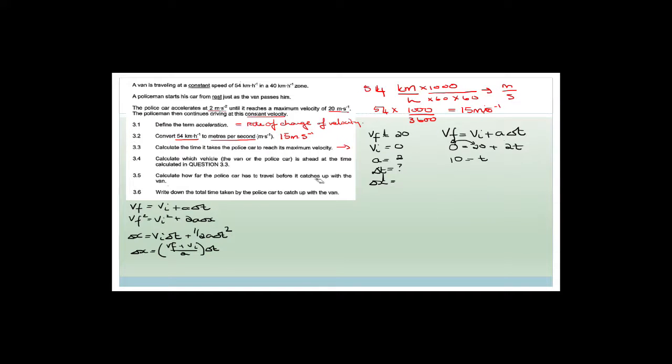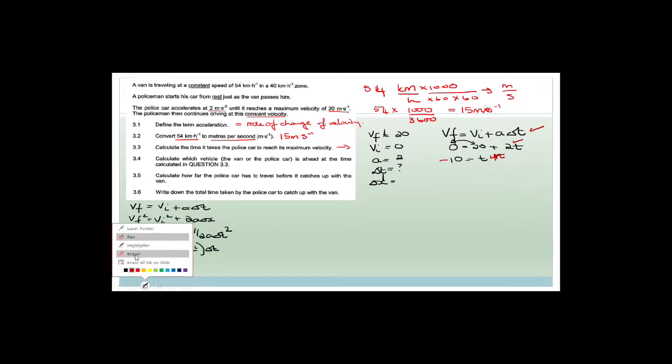If you leave it like this, there will be a mark allocated for writing down the correct equation and a mark for substitution. Yes, you messed up here with your substitution, but you would have got a mark for correctly substituting in there. And even though you messed up here, because you're showing your working, there's a carryover mark. There is a method mark that says, yes, we know they messed up if you'd written minus 10, but this sum is right, even though you're getting a negative time. Do you understand what I'm saying?